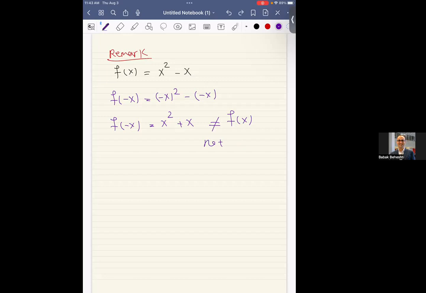So first, it's not even. And also, it's not equal to minus f of x. So let me compute minus f of x. What is minus f of x? Minus f of x is minus x squared plus x. So you see when you compute f of minus x, it's not equal to f of x, nor equal to minus f of x. So it's not even, not odd. Right?